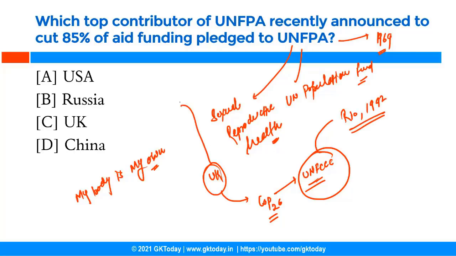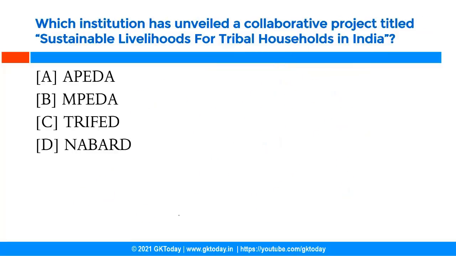Recently UK was also in news as it became the first country to allow driverless cars on road. UK was also in news as recently it announced that it is exploring the possibility of a new digital currency, Bitcoin. Next question is, which institution has unveiled a collaborative project titled Sustainable Livelihood for Tribal Households in India?